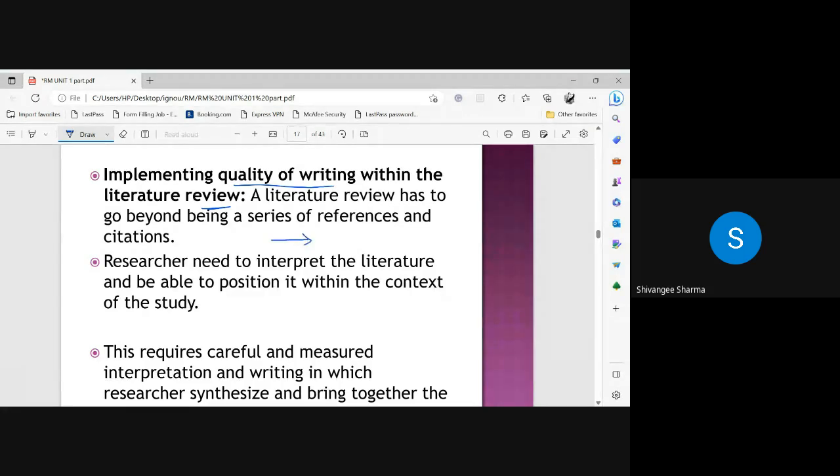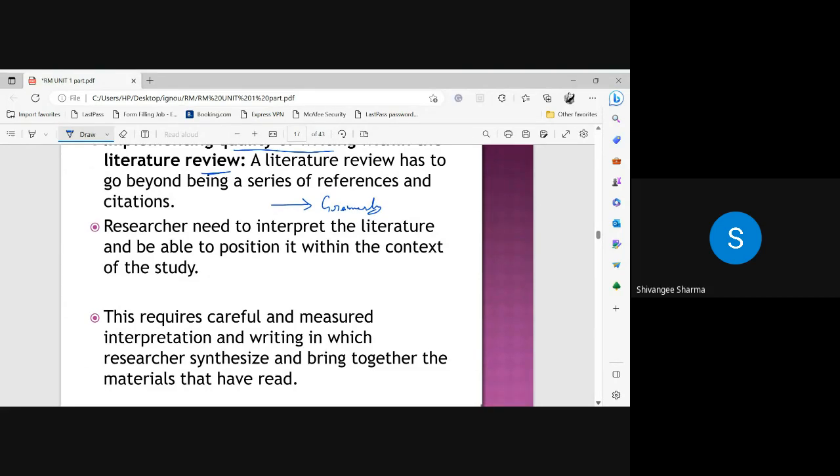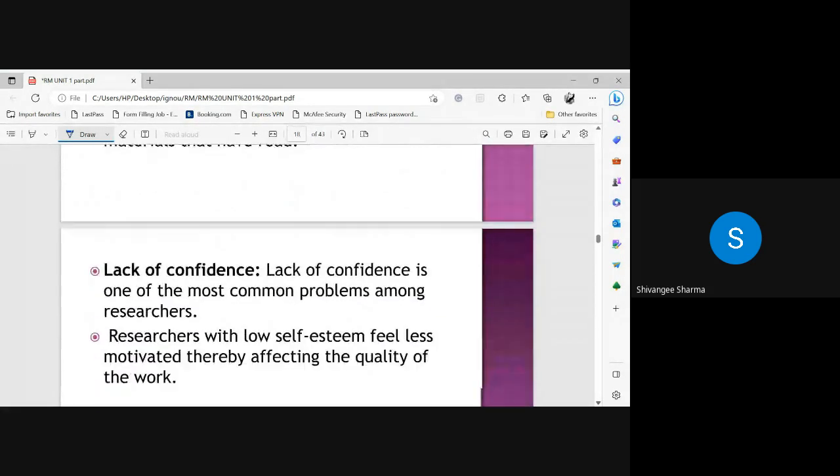Nowadays, it has become easy with the help of software like Grammarly, where you can easily analyze your mistakes and language errors for writing good quality content. But you should have content for that. So the researcher needs to interpret the literature and be able to position it within the context of the study. You have to identify what literature is related to your study and how it is related to your study. Only then will there be quality in writing the literature review.